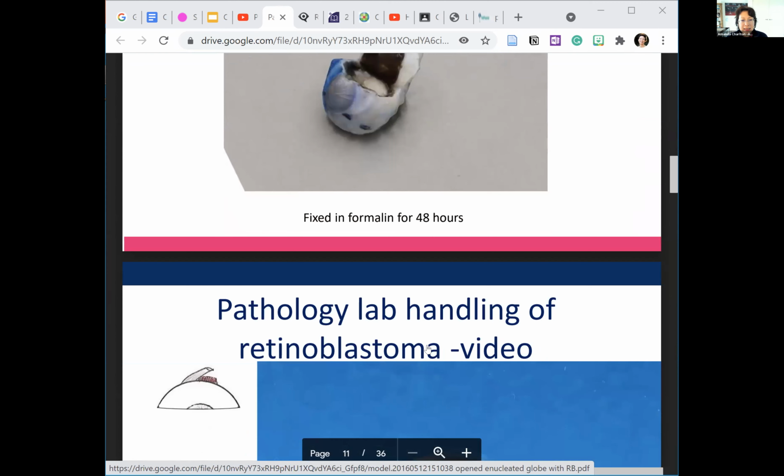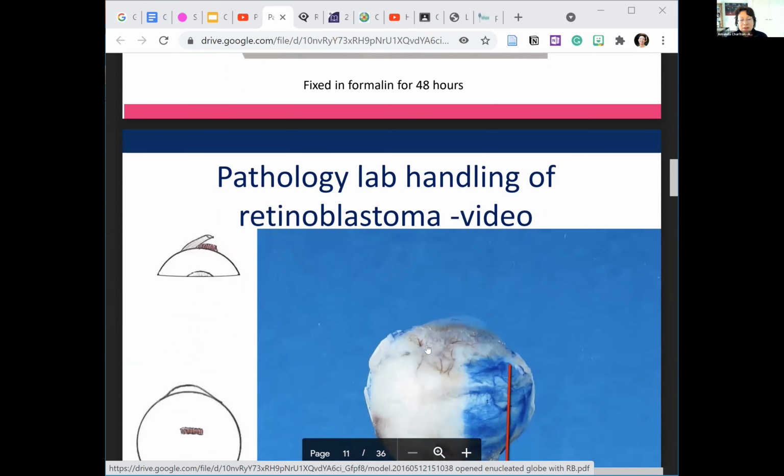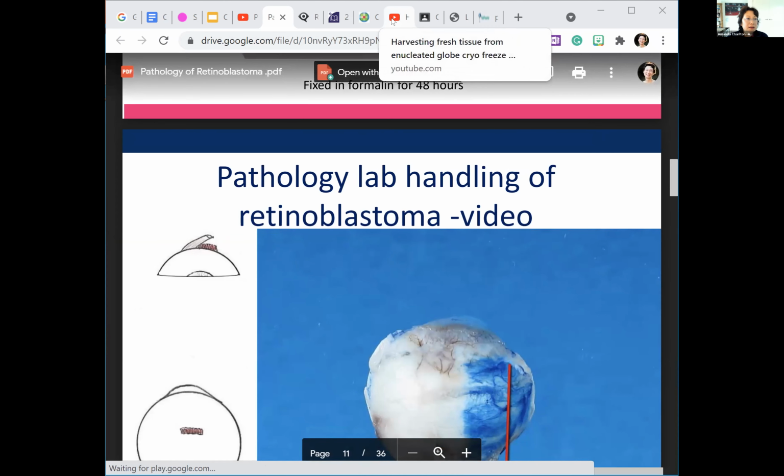But first of all, what do we take? Andrew asks stuff about vitreous. We'll get to that, because the thing that I'm going to do first is I'm going to open the fresh globe and take out some tumor so that I can send it for genetic studies from the tumor. So I've got a video here.